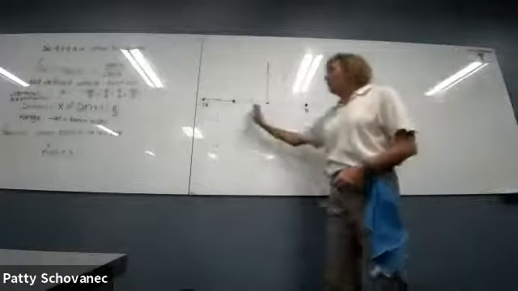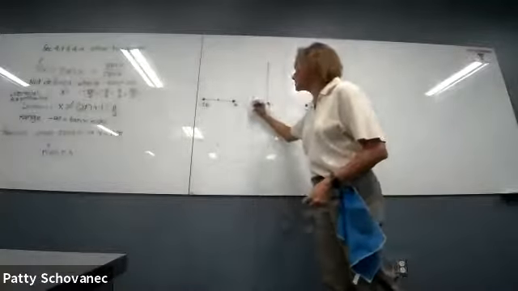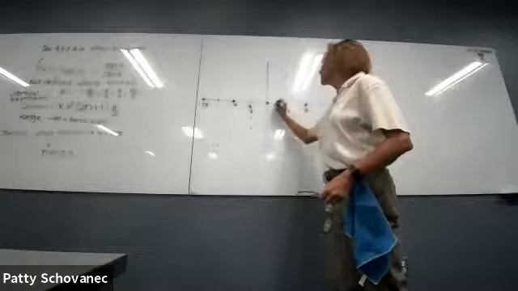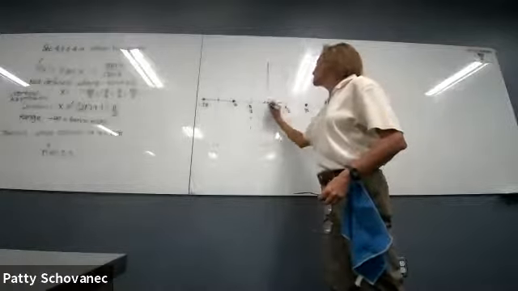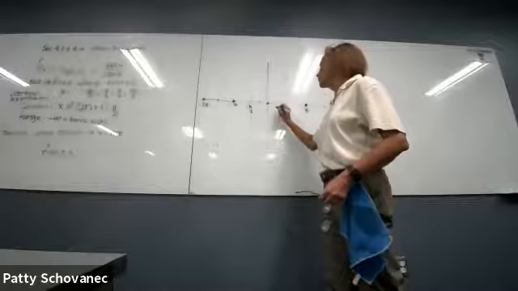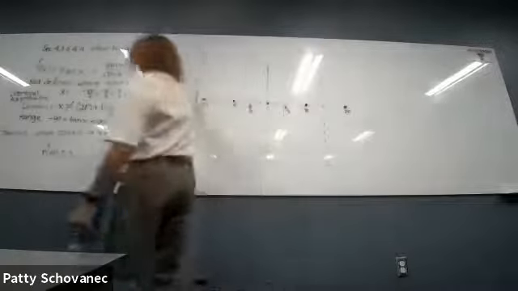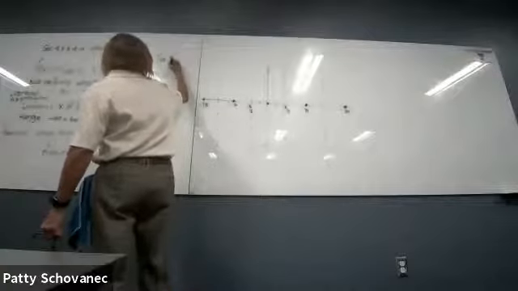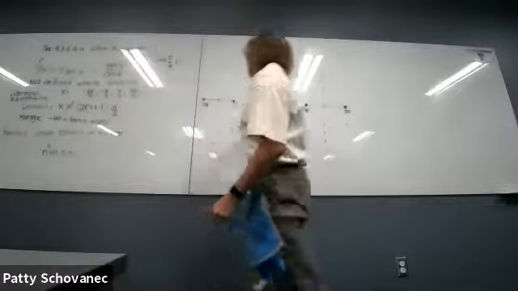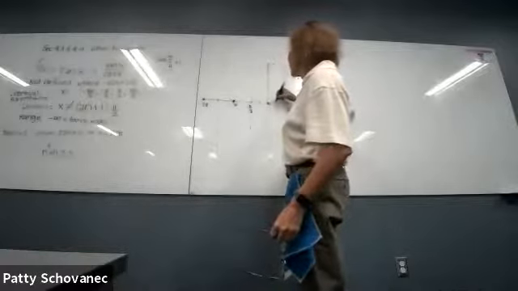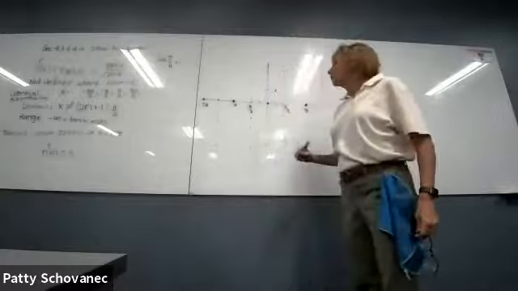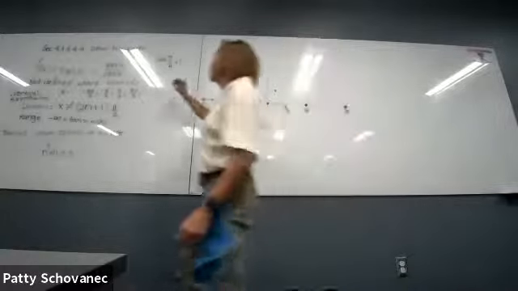Now let's look at the graph in here. This was at negative pi halves, and this is at pi halves. Let's look at the value of the tangent at pi over 4. What is the tangent of pi over 4? It's 1. So tangent of pi over 4 is right here, is 1. What's the tangent of negative pi over 4?